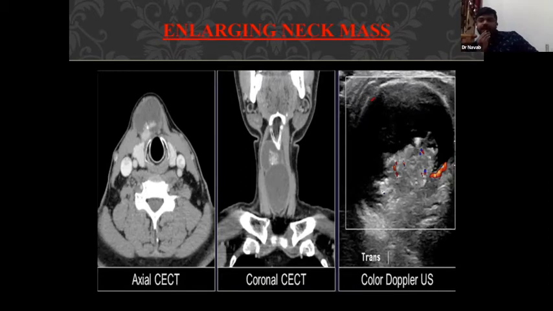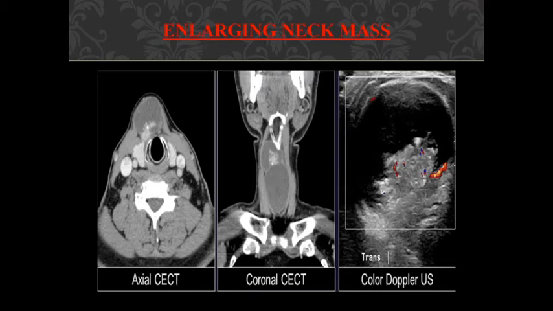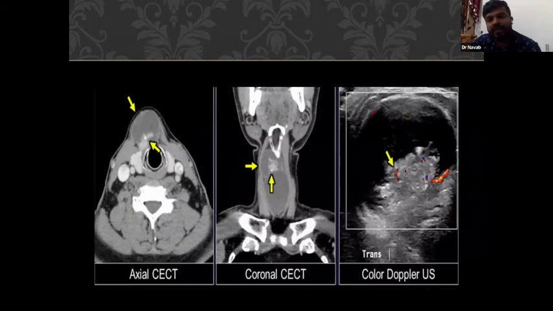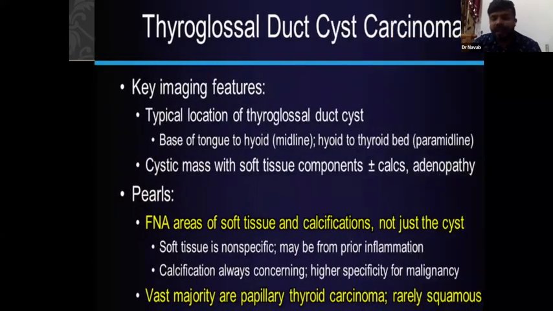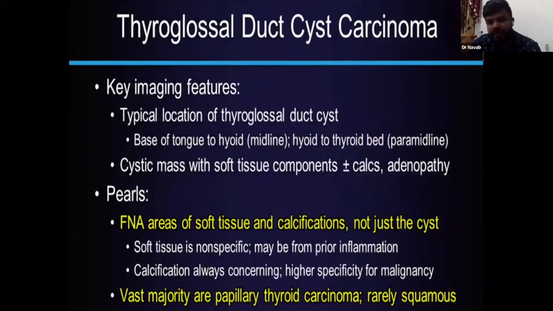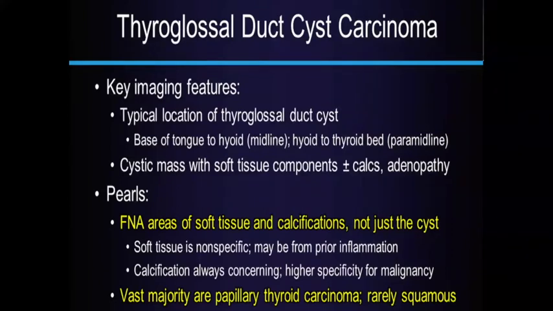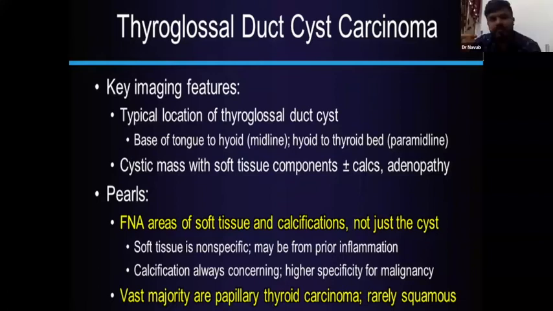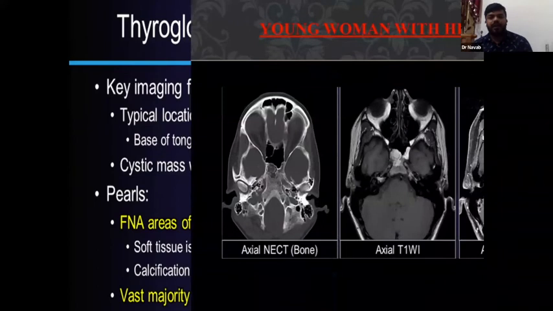Then what are other pathognomonic features? Can you see in the CT some microcalcification also? Yes, tiny microcalcifications. That raises more suspicion for this vascular lesion, right? What is the commonest malignancy arising from this? Papillary carcinoma. Okay. Yes, sir. Next case.